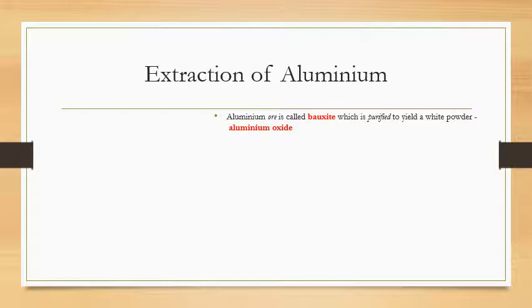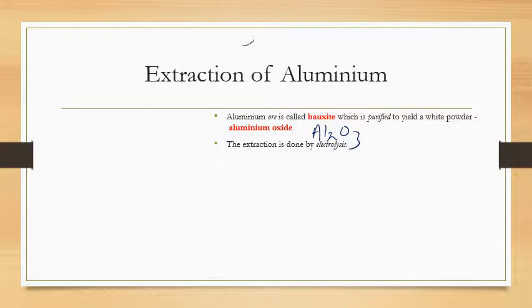So aluminium ore, as we've just seen from the previous slide, is bauxite, which is purified to yield a white powder, which is known as aluminium oxide. Okay, and the formula for aluminium oxide, of course, you should know, is Al2O3. And the extraction process is done by electrolysis.